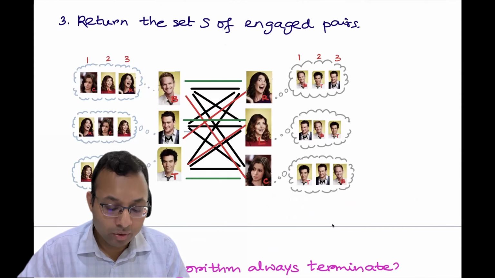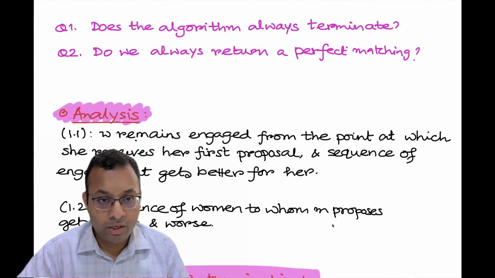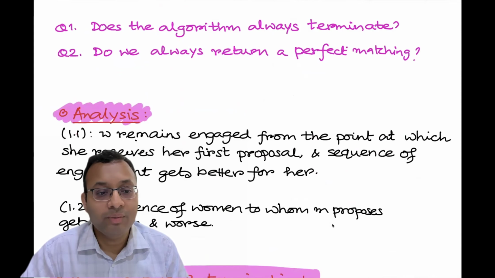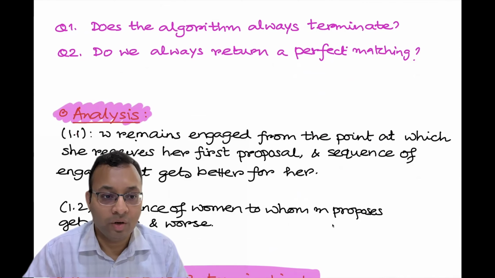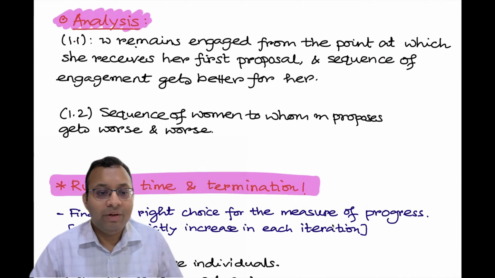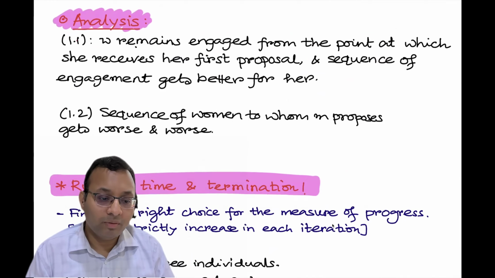But before we go there, first the basic properties. Why does this algorithm always terminate? And do we always return a perfect matching? Before going to the stability portion, these two are not even clear. So whenever we are analyzing an algorithm, first we spend some time analyzing the properties of the algorithm.